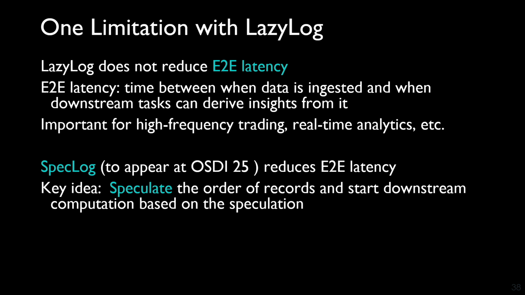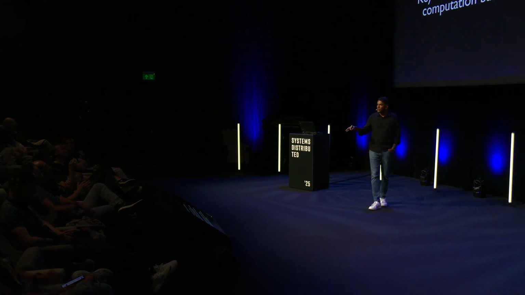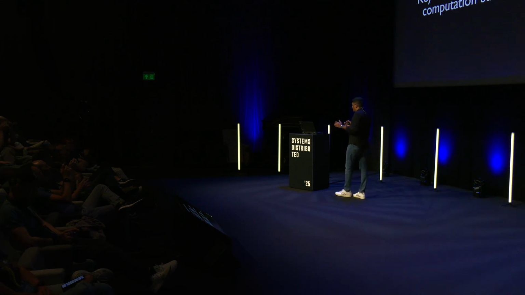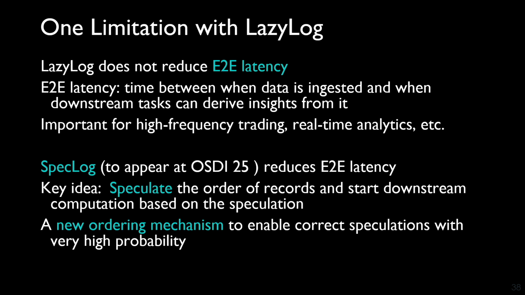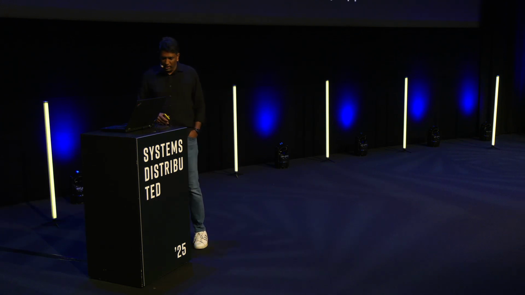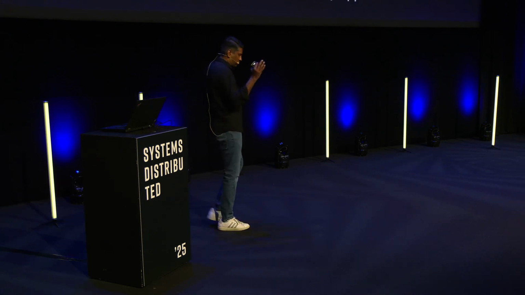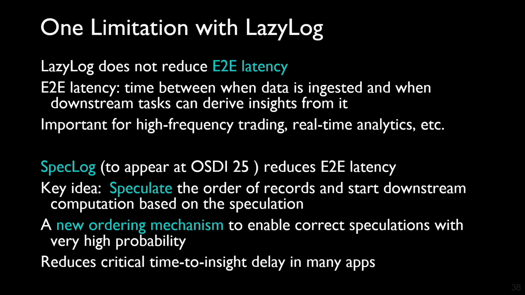And we have a newer paper that is going to appear soon in this year's OSDI. It's called SpecLog, which actually reduces this metric of latency. The key idea in SpecLog is to speculate the order of records and start the downstream computation based on the speculated order, right? And if the speculation is correct, then you have basically overlapped the computation with the ordering coordination required within the shared log, which is a win in terms of end-to-end latency. And to ensure that the speculations succeed with high probability, we have a new ordering mechanism. Because of time constraints, I'm not going to talk about this. We have shown that this reduces this critical time to insight latency in many applications like high-frequency trading and real-time search and so on.